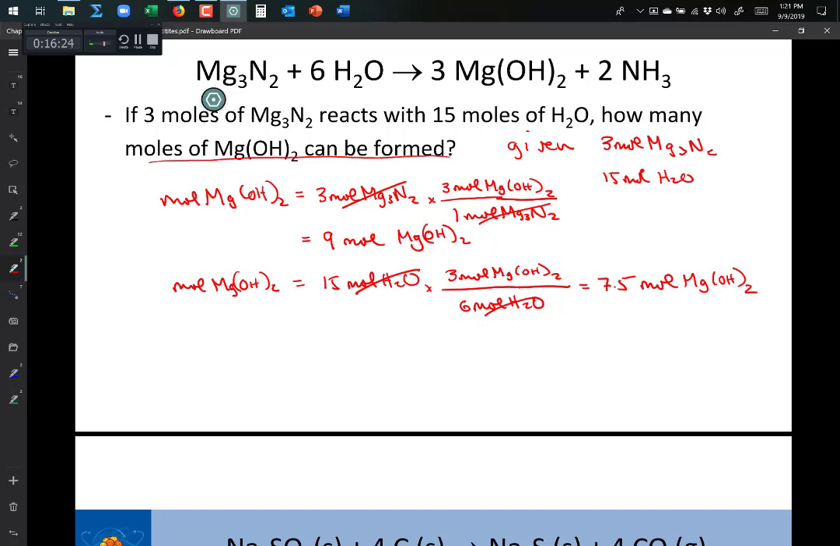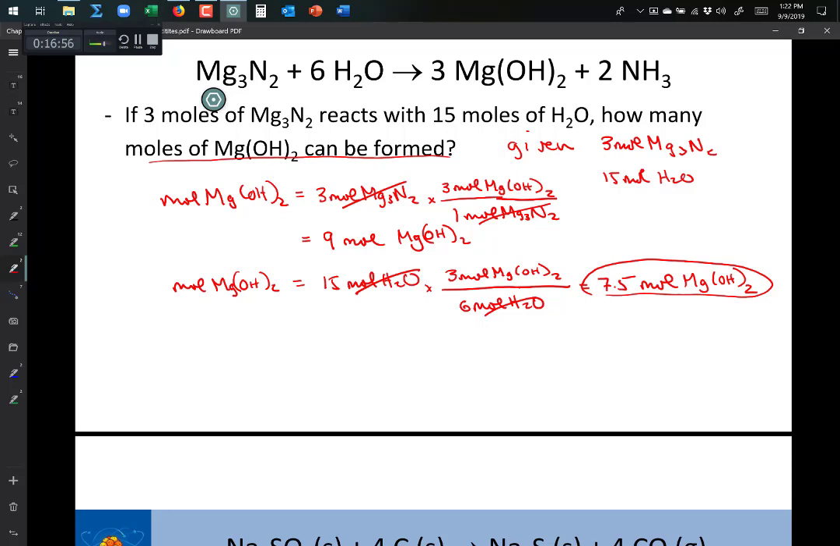Those are all the answers that people write down, by the way. They'll write down 9, they'll write down 7.5, they'll write down 16.5. Which is the correct one? What's that? 7.5, right? That's the moles of magnesium hydroxide that can be formed. Because once you get to that many moles of magnesium hydroxide, what happened to the water? It ran out. It got all put into the product now, right?